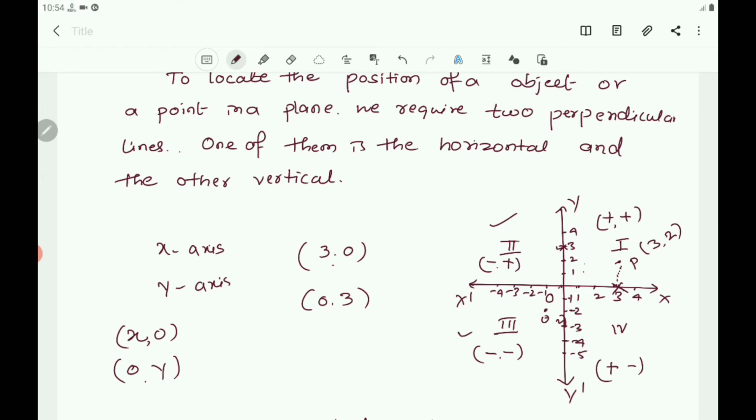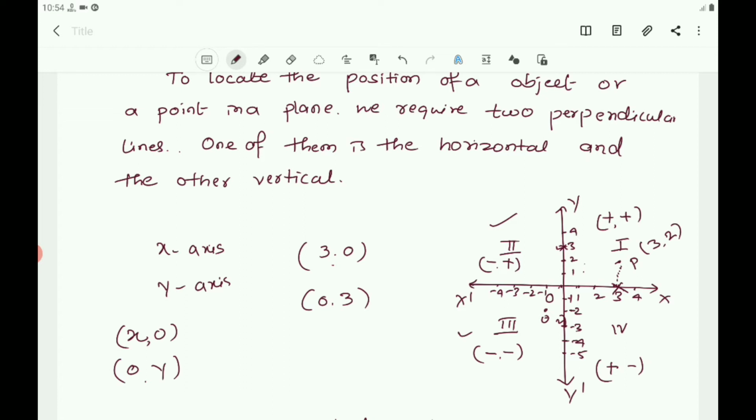So the coordinates of a point on the x-axis are in the form (x, 0): (3, 0), (2, 0), (-5, 0), like this way. And coordinates of a point on the y-axis are of the form (0, y): (0, 2), (0, -1), (0, -3), (0, 6), like this way. All those points lie on the y-axis. In this way, you can mark any point in the rectangular coordinate system, that is, in the Cartesian system.